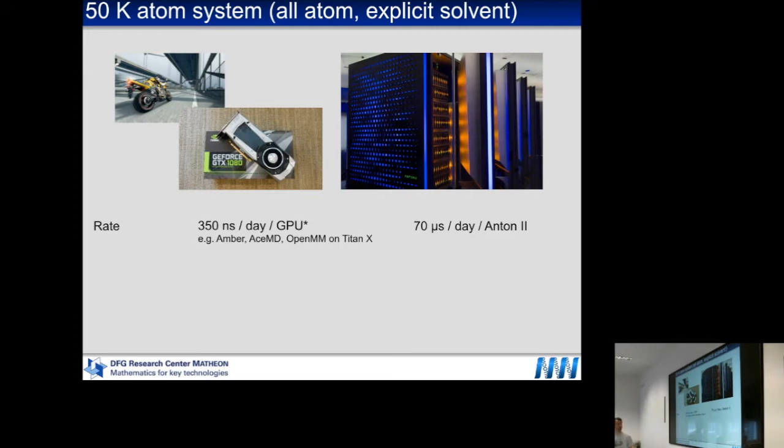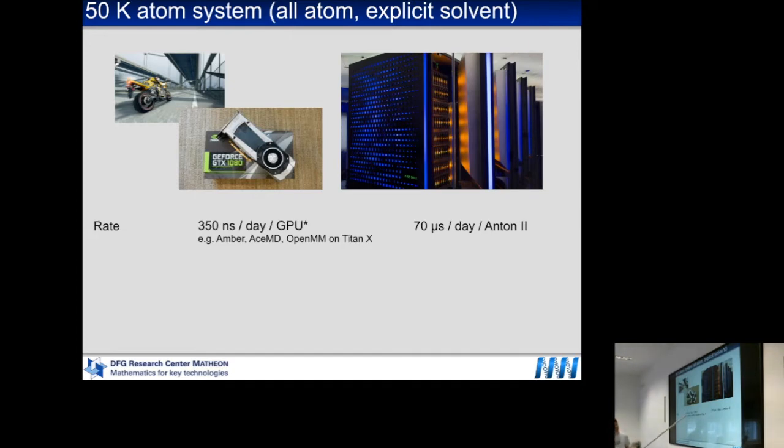Okay, so what can we do? We can, of course, throw as much simulation power at it as we can to start with. With a modern graphics card like a GeForce 1080 or a Titan X, you get about 350 nanoseconds per day. That's actually for a smaller system, a 50,000 atom system. Okay, so for the 100,000 atom system it would be about half of that.